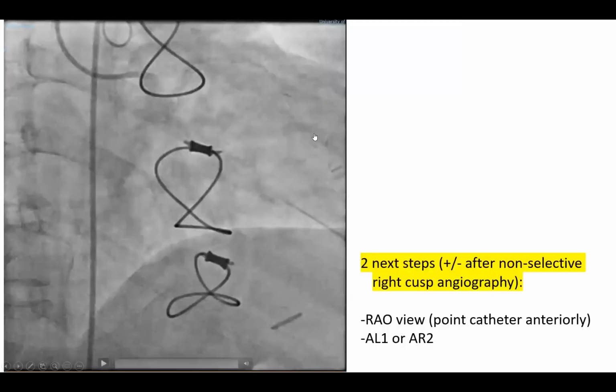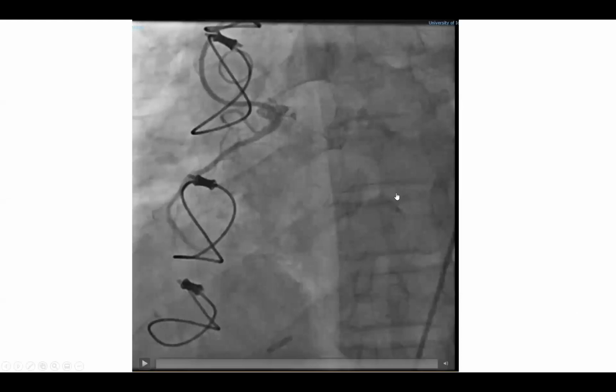I see people struggling trying to engage. Really, it should be a reflex to think of anterior RCA takeoff. So please ingrain this in your brains.